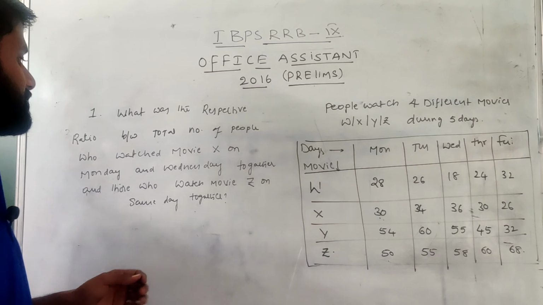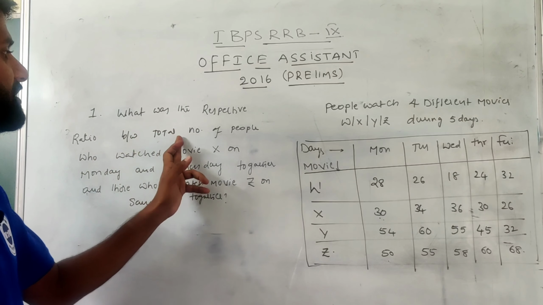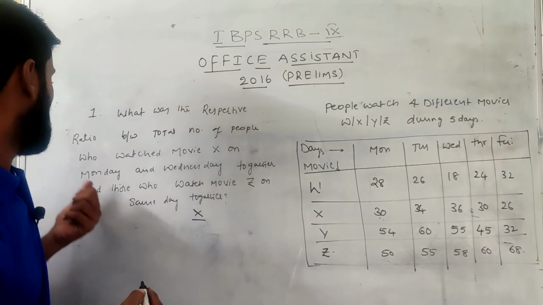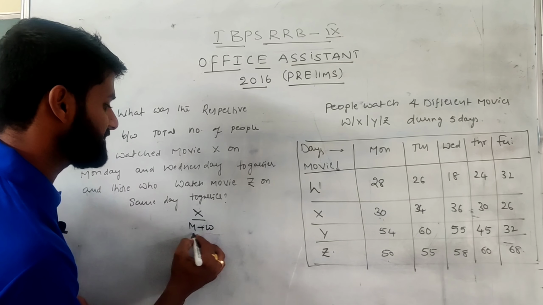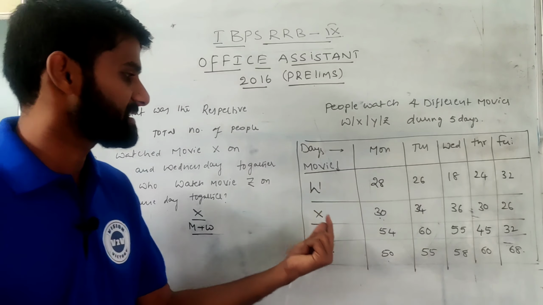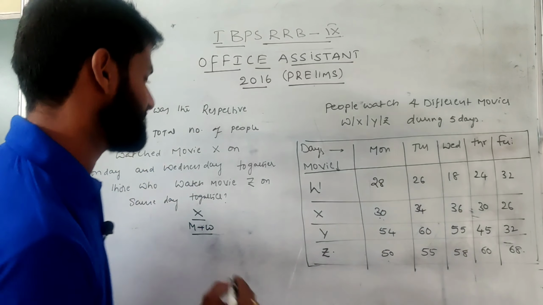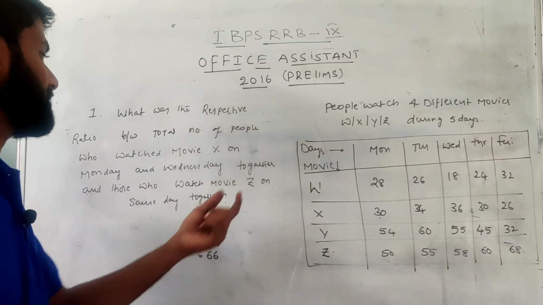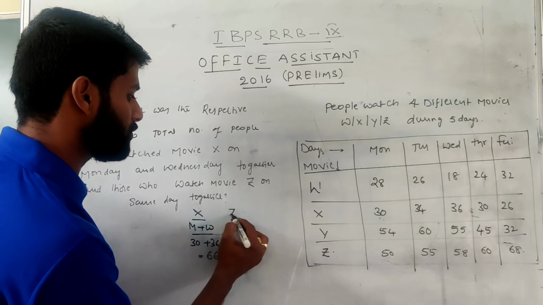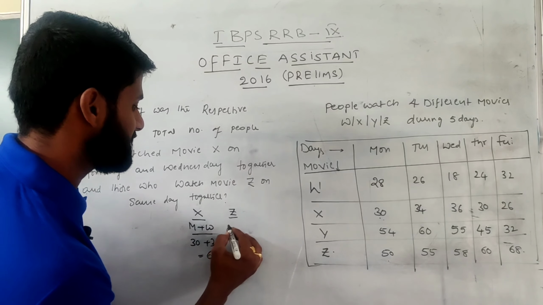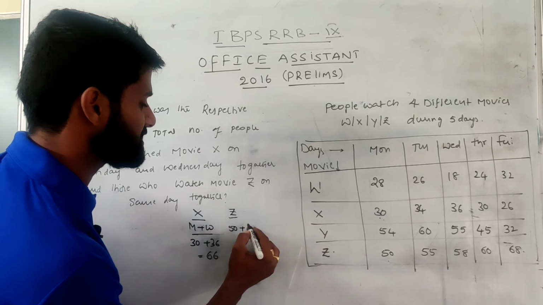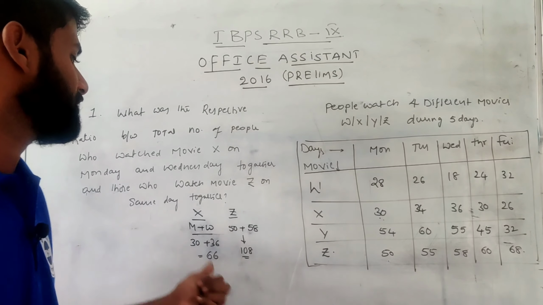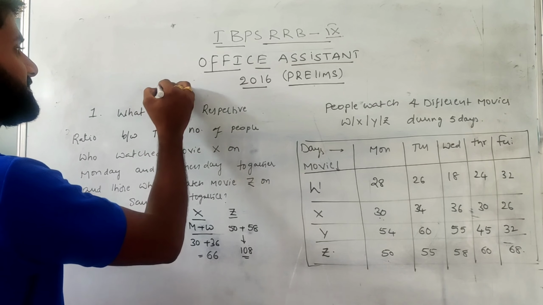We'll go to the first question. What was the respective ratio between the total number of people who watched movie X on Monday and Wednesday together, and those who watched Z movie on the same days? Monday 30 members, Wednesday 36 members. 30 plus 36 becomes 66 members together. Same days for Z: Monday 50 members, Wednesday 58 members. The total is 108 members. So we need to find the ratio, which is 66 is to 108.